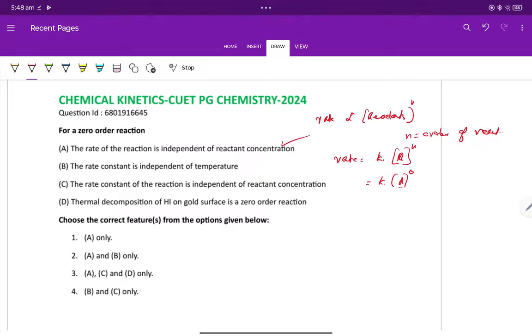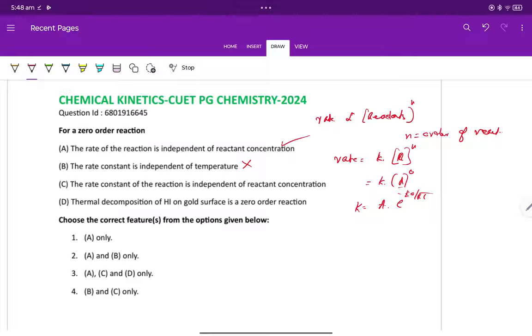Because why? The rate constant K is of course given by the Arrhenius equation, A into e to the power of minus Ea by RT. Whether it is zero order, first order, or any order, rate constant will always be a function of the temperature. So rate constant is independent of temperature. That is a wrong statement.